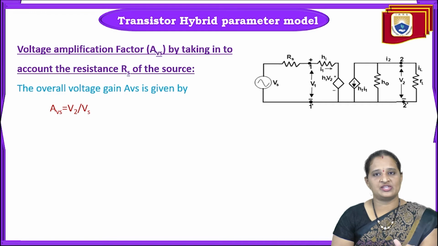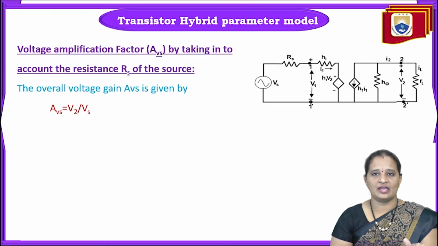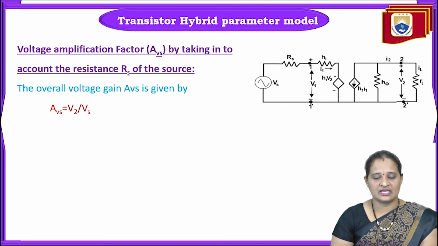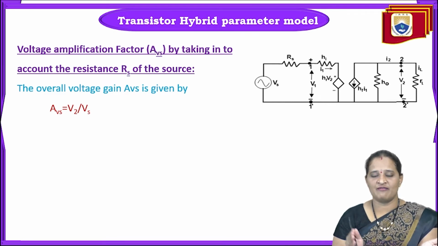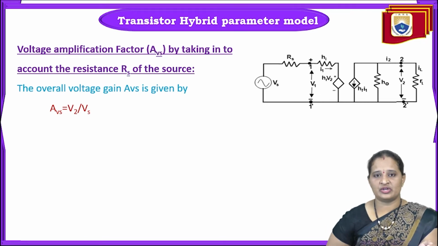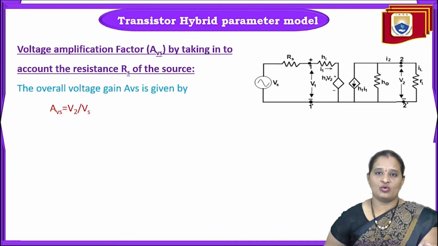So the amplification factor AVS, by taking into account the source resistance Rs of the source. While calculating AV and AI, we have just neglected Vs and Rs. Now, by taking into account Vs and Rs, we are going to calculate the voltage gain, and that voltage gain is called the overall voltage gain.